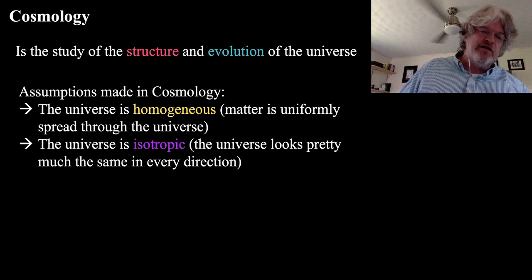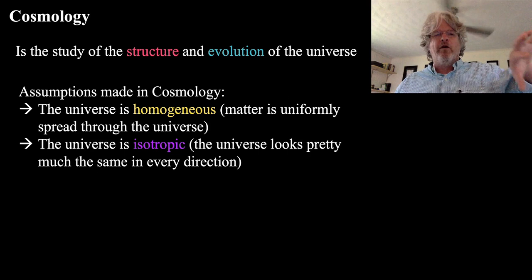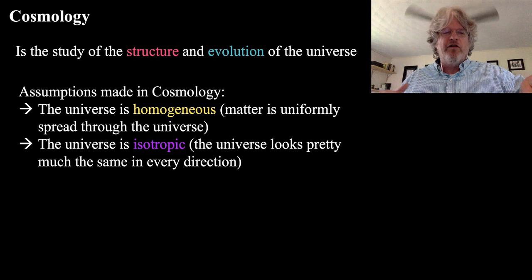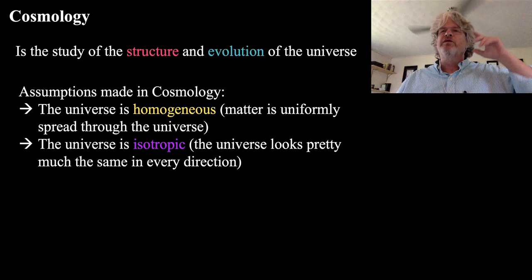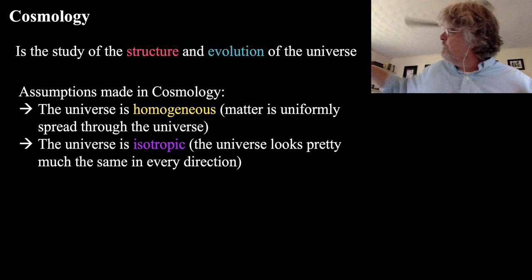The reason we make these assumptions is that if you say the universe is not homogeneous, if there's a corner here where you've got a whole bunch of stuff and nothing over here, again on these super large scales, it means this part of the universe is different from this part. Or if you say the universe isn't isotropic, it looks different in this direction versus this direction, there's something special about where you are because you're getting different views in different directions. Or there's something different about the universe in this direction as opposed to this direction.